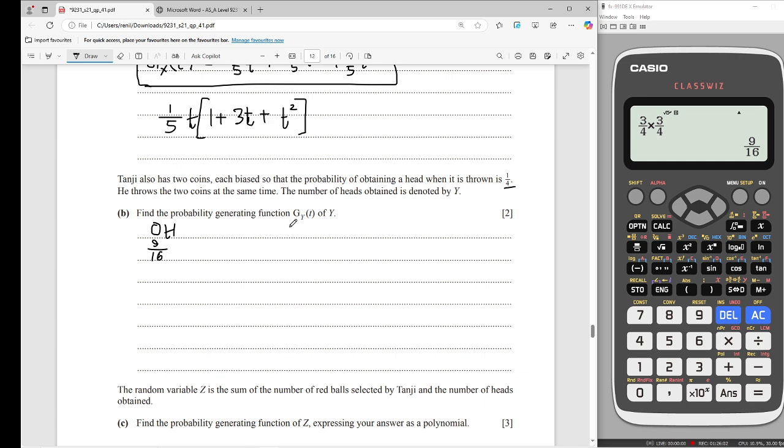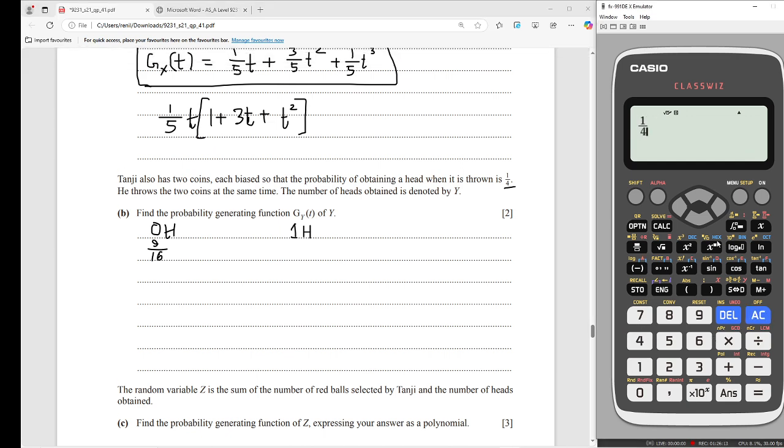Okay, that's 0 heads. Next we have 1 heads. Okay, so for 1 head, how do we obtain 1 head? It will be 1/4: getting a head in the first coin and a tail in the second. And this is also going to work in the reverse order, so we multiply by 2: getting a tail in the first and a head in the second. So we have here 3/8. I'm not going to simplify it, I'm going to keep it as 6/16.